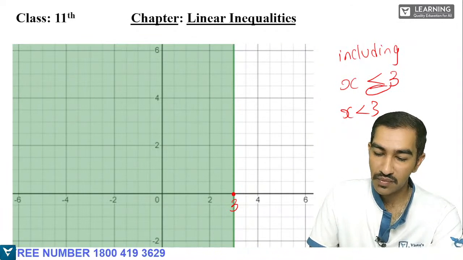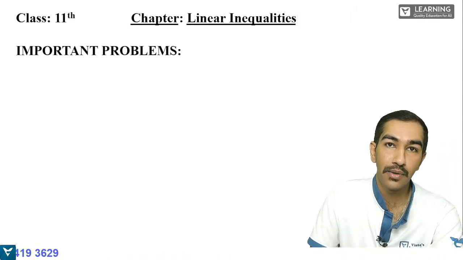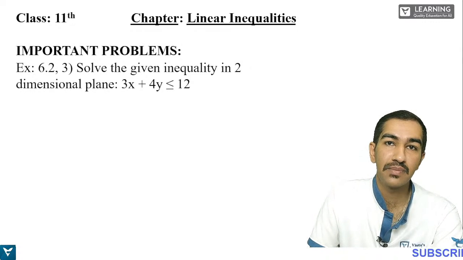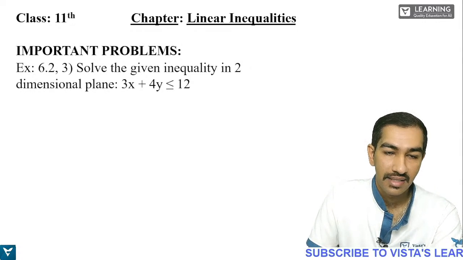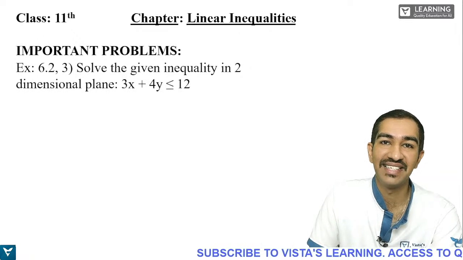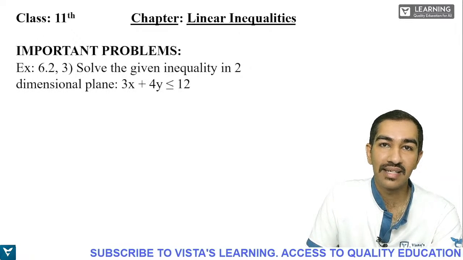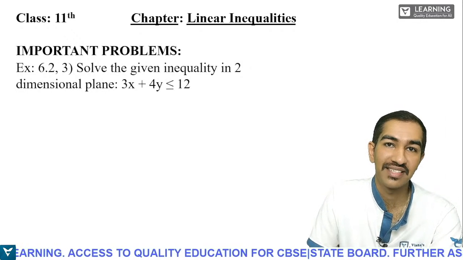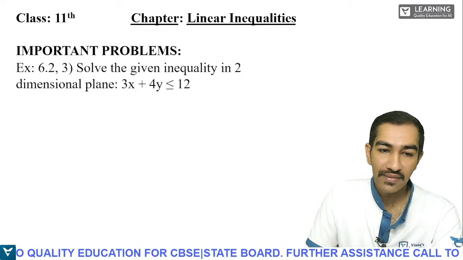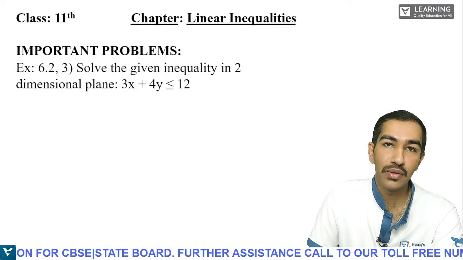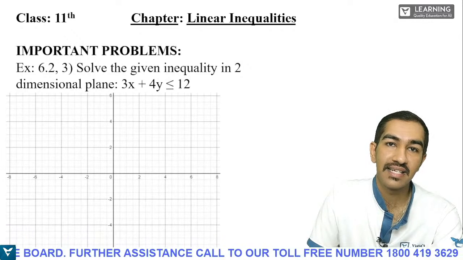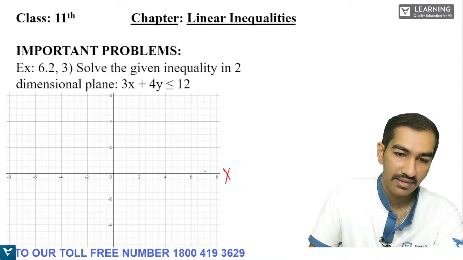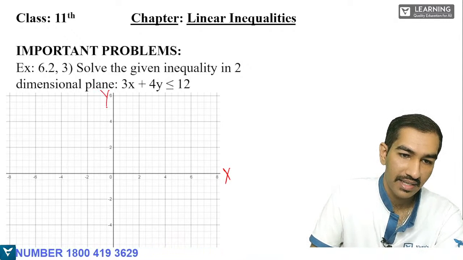So in today's class, we'll be starting with the important problems of exercise 6.2. And the very first problem which we are going to do is the third question. Let us read the question, understand it, and graphically show the solution. Solve the given inequality in a two-dimensional plane. A two-dimensional plane is nothing but the x-axis and y-axis, as you can see on the screen. So this is the x-axis and this is the y-axis.